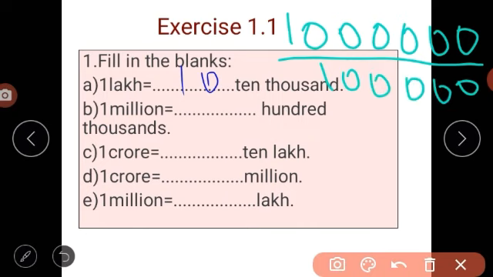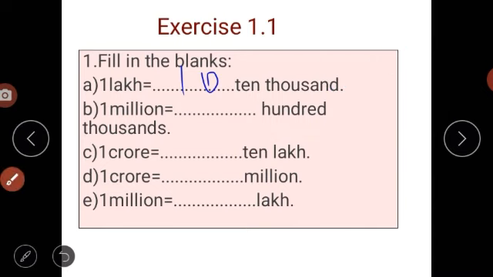How many zeros do we have here? 1, 2, 3, 4, 5. So here also we will cancel 5 zeros from the numerator and from the denominator. Here also the answer we get is 10 only. So we write the answer as 10.